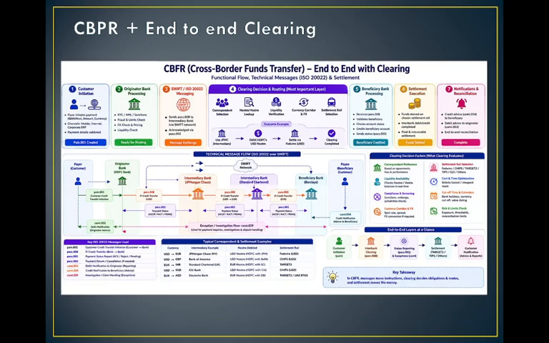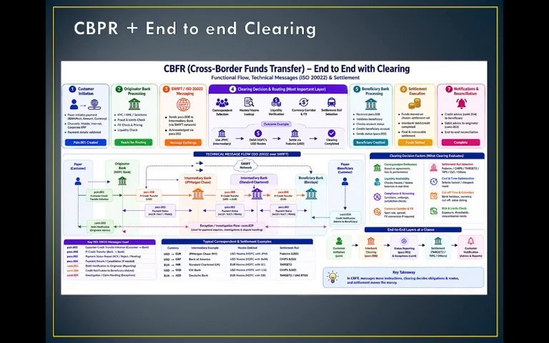So this is a very broad, high-level diagram of how the cross-border payment end-to-end clearing and settlement is done. I hope this diagram, this flow chart, is very clear to you. We are going to explain this flow chart now, and also study in detail how settlement and clearing happen, right?